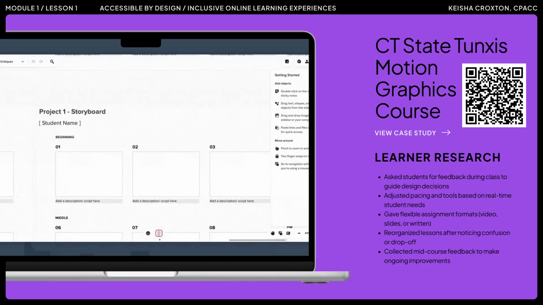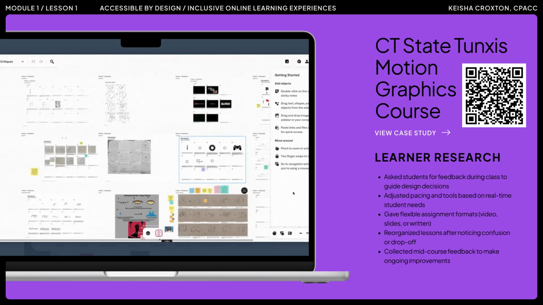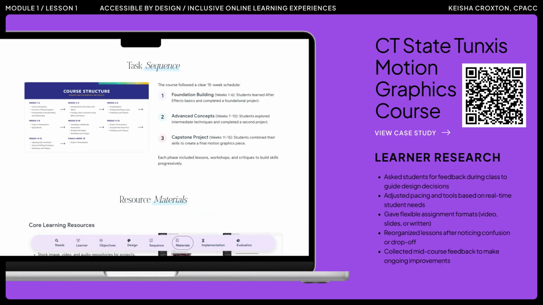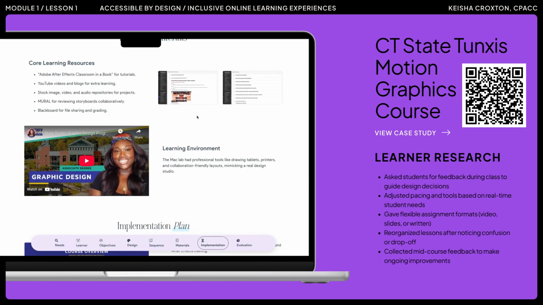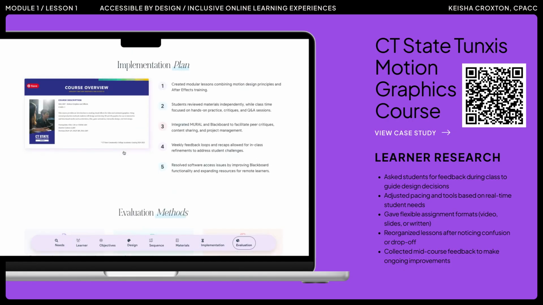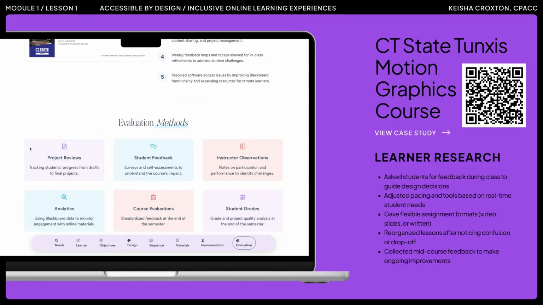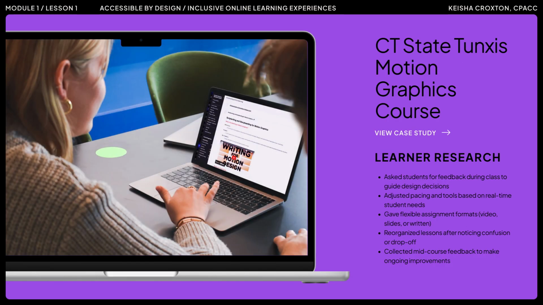Throughout this process, I asked students for their feedback during classes. I adjusted the pacing and the tools based on their feedback in real time. I also gave them flexible assignment formats, video presentations, written documents, and also collaborative environments like Mural. I reorganized lessons after I noticed some type of confusion with items, and then the school system collected the end of semester feedback.